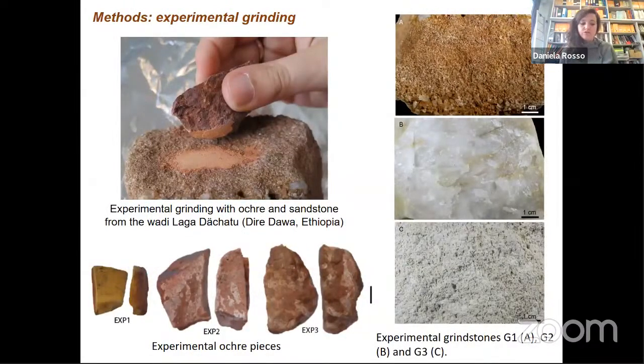We reproduced striations by grinding experimentally three ochre pieces found in the surroundings of the cave on three different grindstones. So the three experimental pieces that you can see on the lower left side of the slide are comparable to the ochre types that we found at the site. One is made of a soft clayish fine grain raw material, and the other two are a little bit harder and contain more components such as quartz or feldspars. Grindstones, on the other hand, were made of sandstone, quartzite, and limestone, as you can see on the photo on the right.